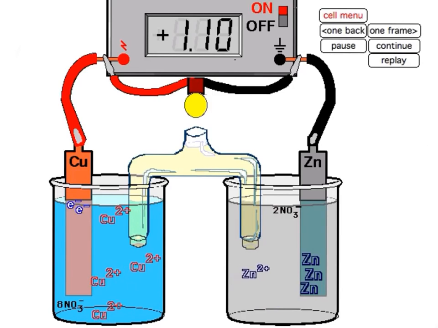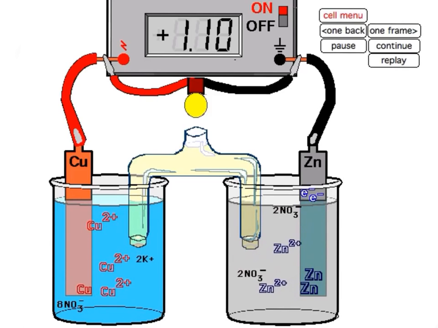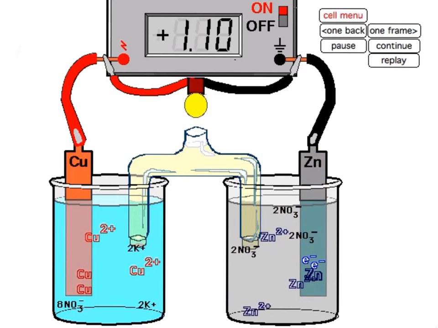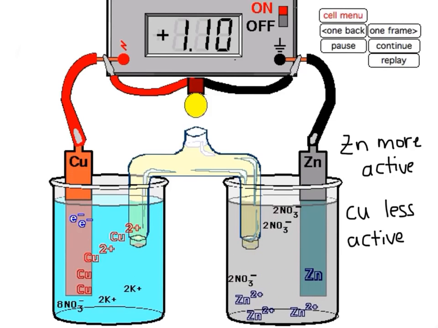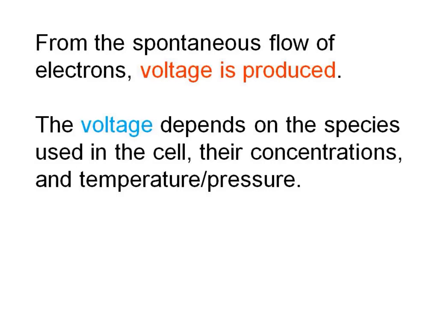In this animation here, you can see that zinc is the more active metal as it transfers its electrons to the copper ion and solid copper atoms are formed. The electrons are transferred from the zinc atom to the copper ions through the wire, and a voltage is produced and measured. From the spontaneous flow of electrons, voltage is produced. The voltage depends on the species used in the cell, their concentrations, and the temperature and pressure.